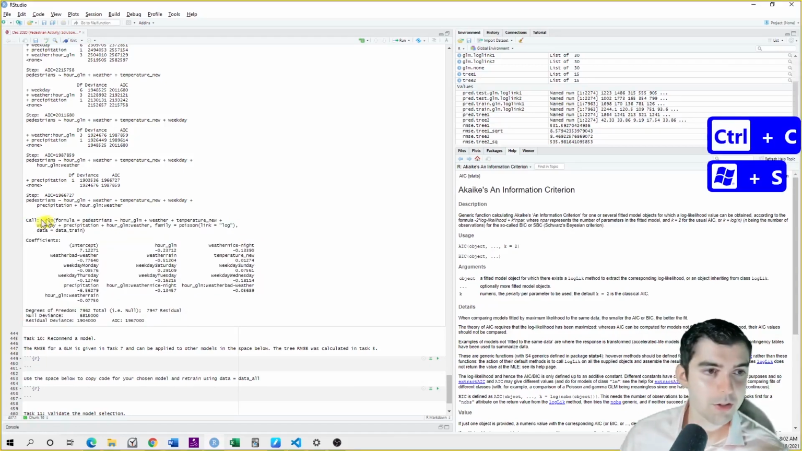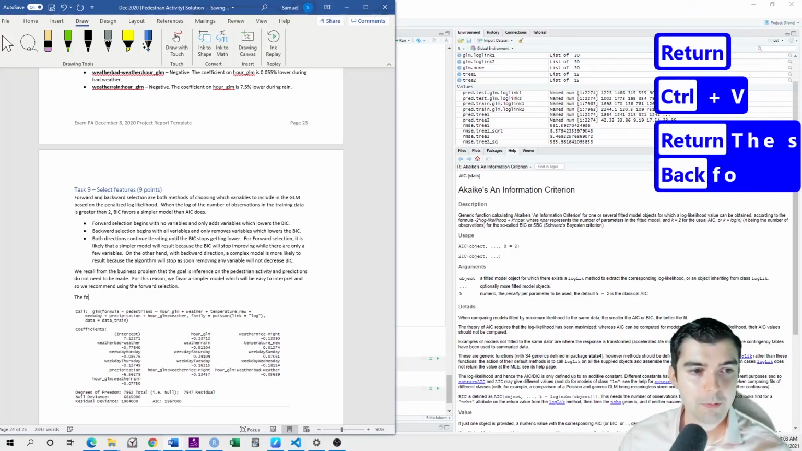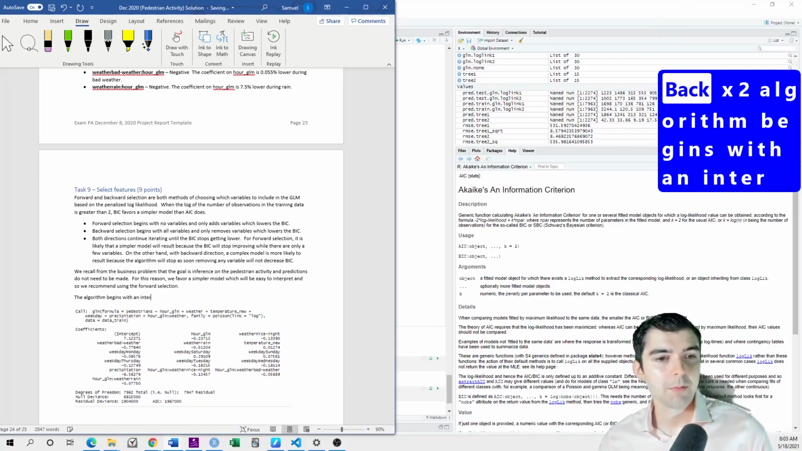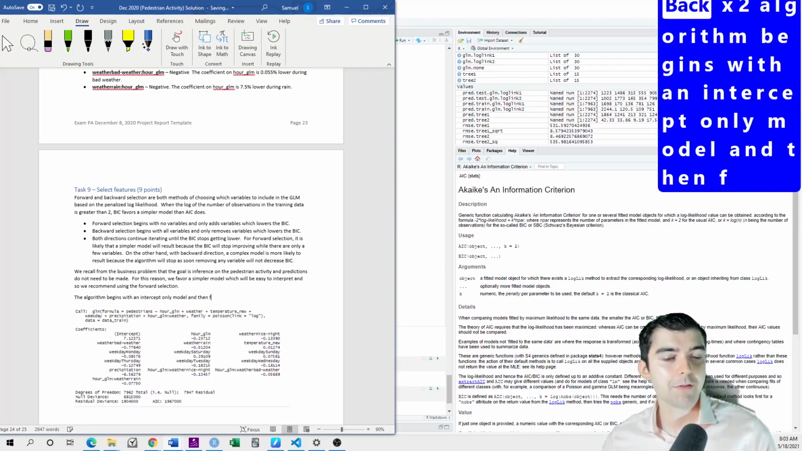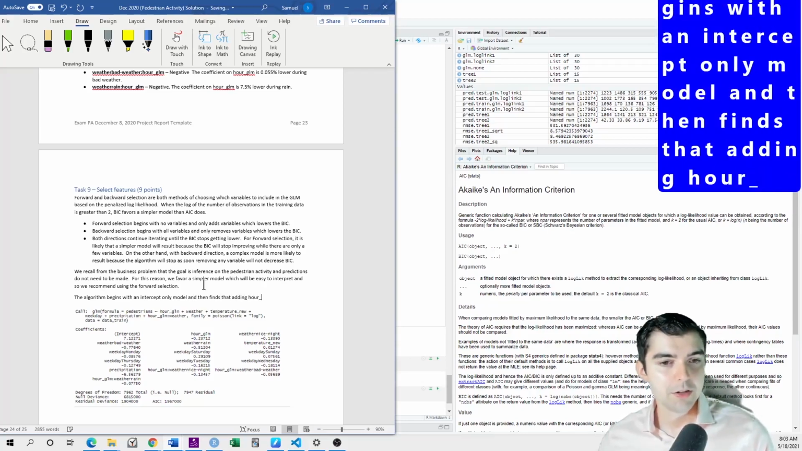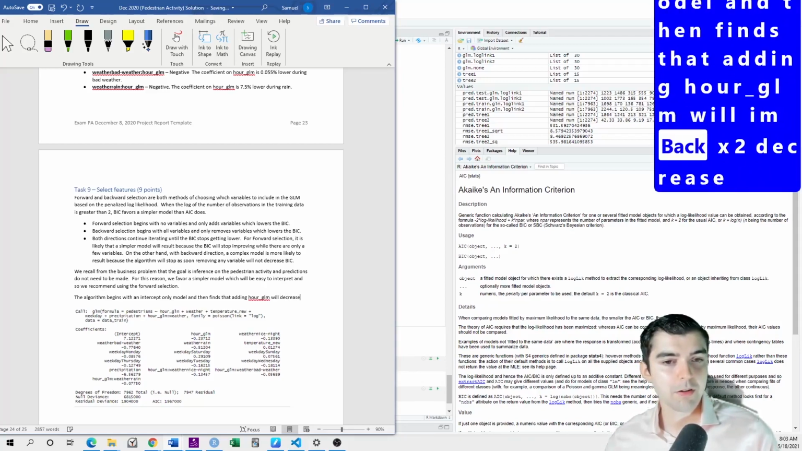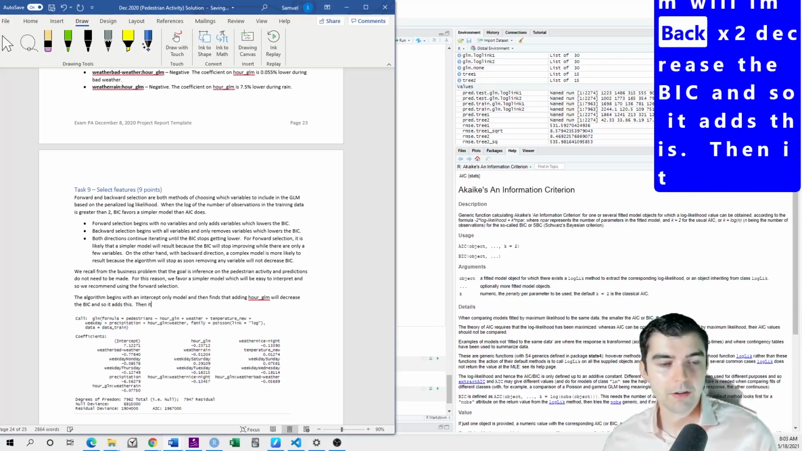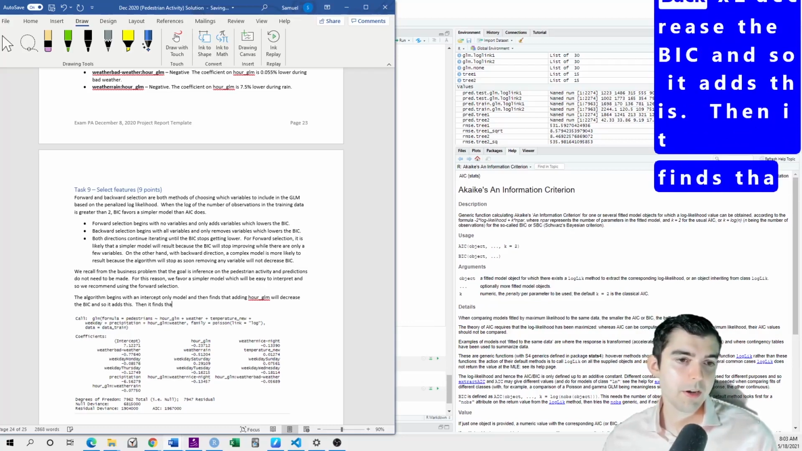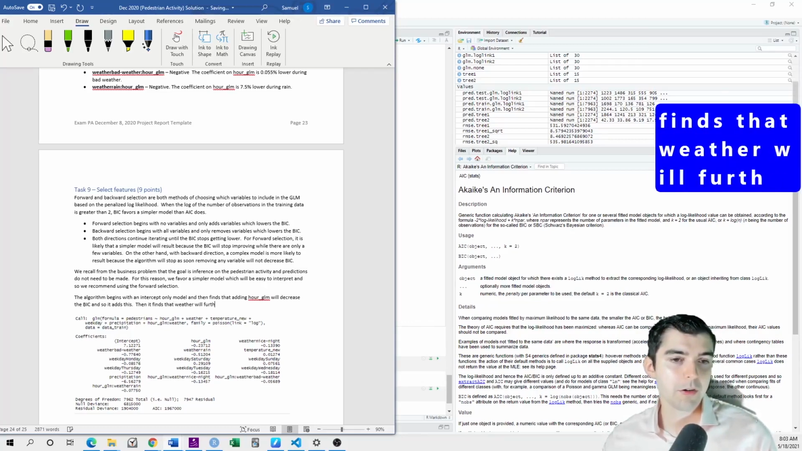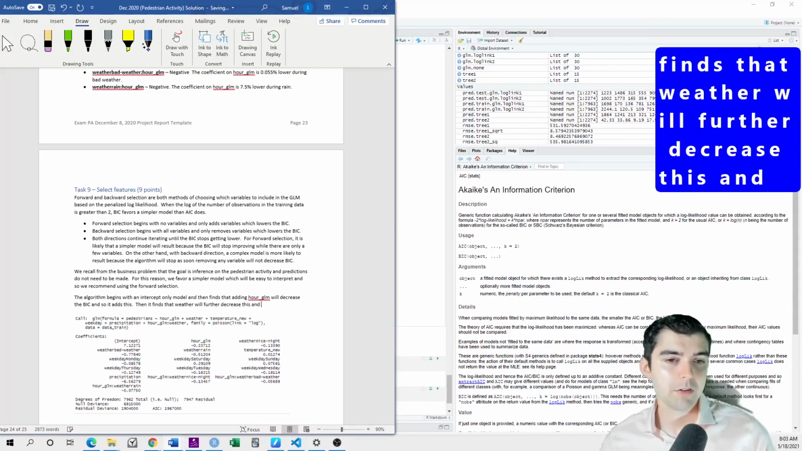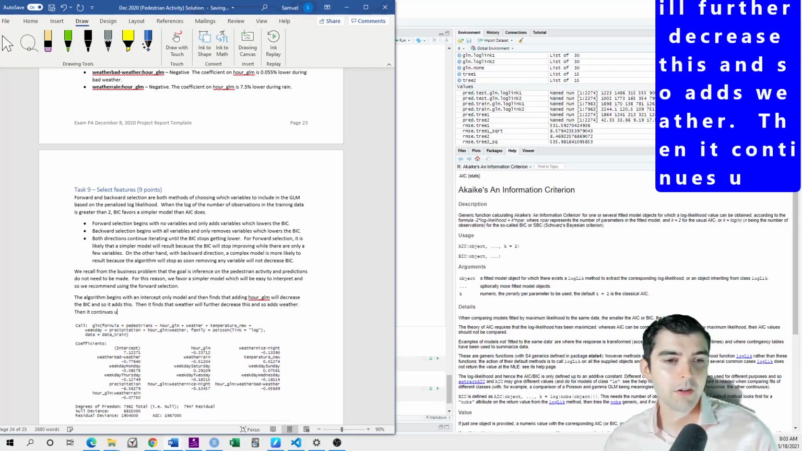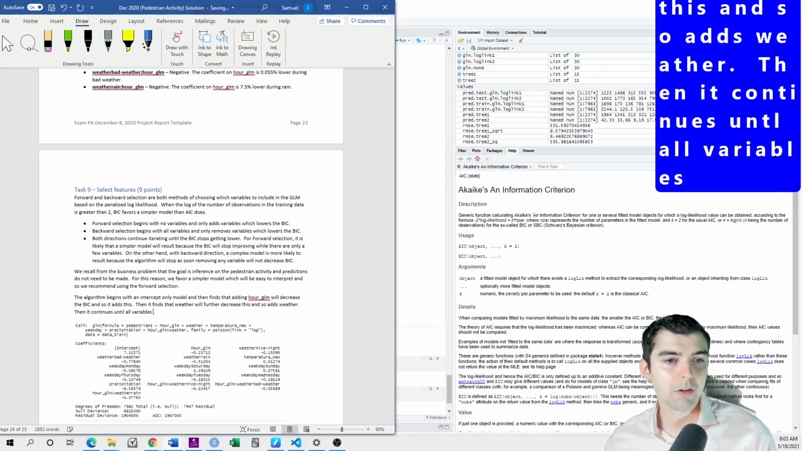So we do have to take a screenshot of this. The stepwise forward algorithm begins with the intercept-only model and then finds that adding our GLM will decrease the BIC, and so it adds this. Then it finds that weather will further decrease it, so it adds weather. Then it continues until all variables are added.